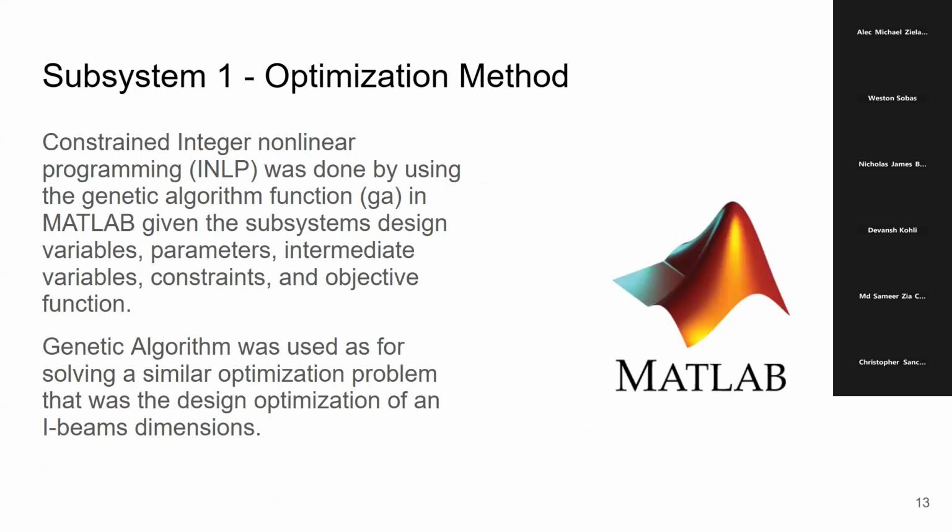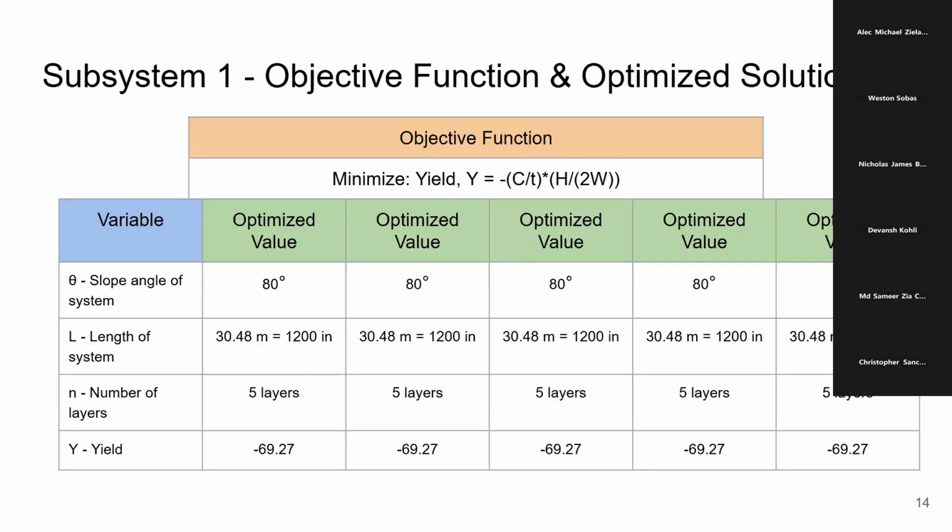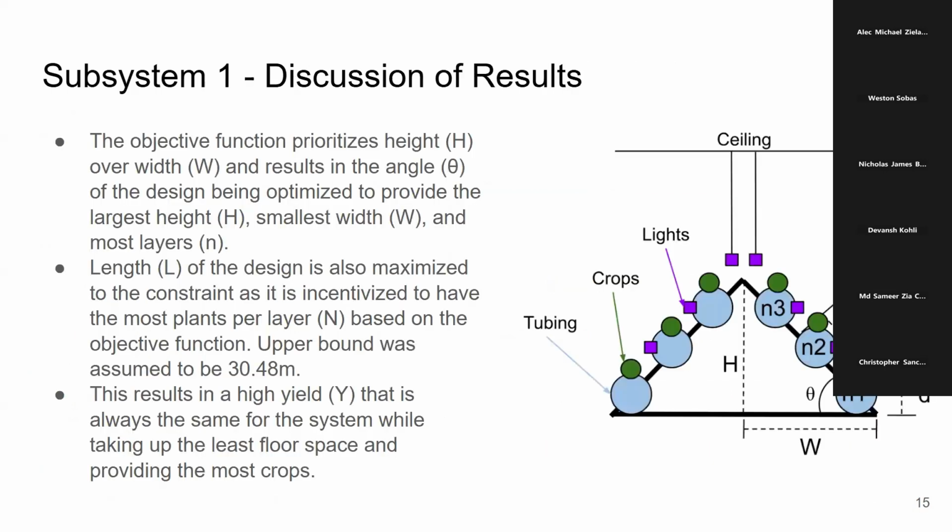Subsystem 1 was optimized using the genetic algorithm from MATLAB since this is an integer nonlinear programming problem. Our 5 outcomes from using the INLP all come out to the same for our design variables and objective function. Subsystem 1 results in consistent values for number of layers, angle, and length. This also causes it to have the same yield. This is given that we use an upper bound for length since it is also determined by subsystem 2.